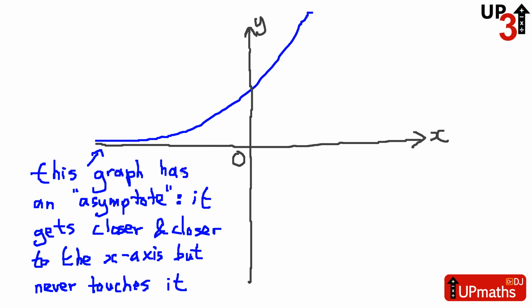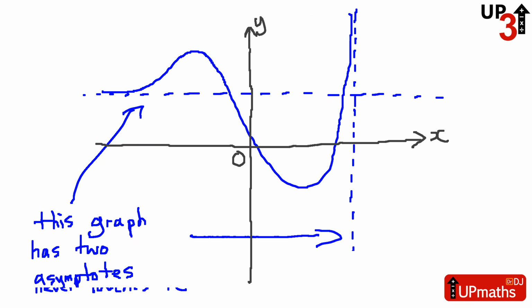This graph has an asymptote. It gets closer and closer to the x-axis but never touches it. And that is what asymptote means: to get really close to something. You could say it's getting infinitely close, if you wanted to use that word.